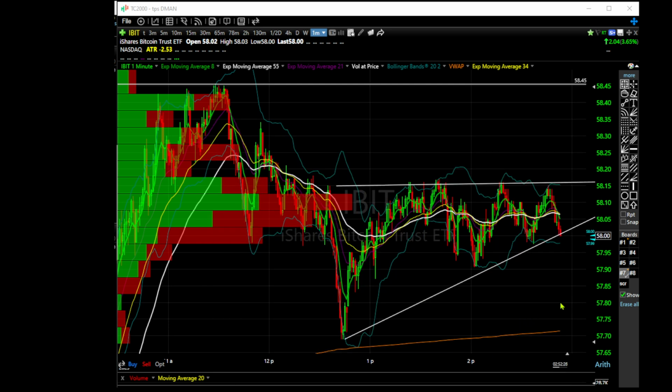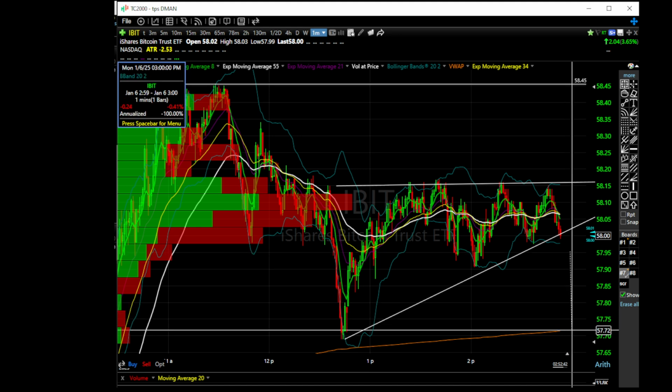If it breaks this level and rolls over, then I'm going to stop out of my long and play it short. Because according to the chart pattern, according to technical analysis, we're going to come down, hit this low, 57.90. We're going to bounce back up, retest 58, stop out short, pull all the way back down to VWAP.